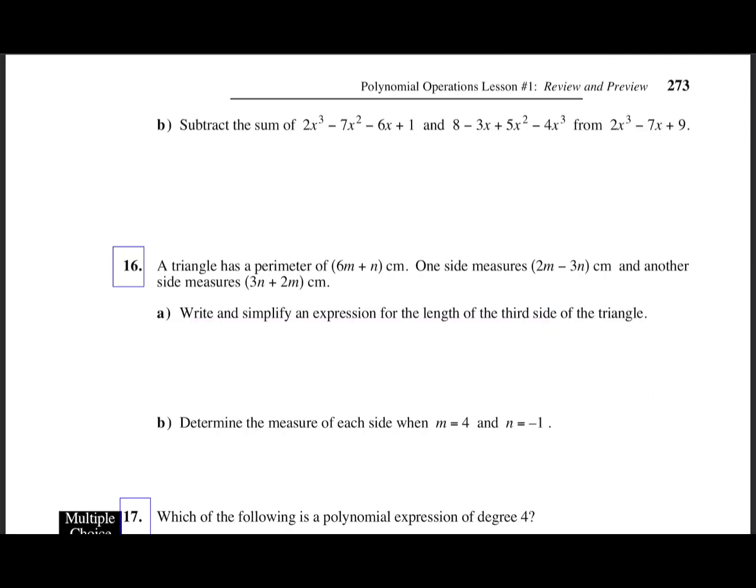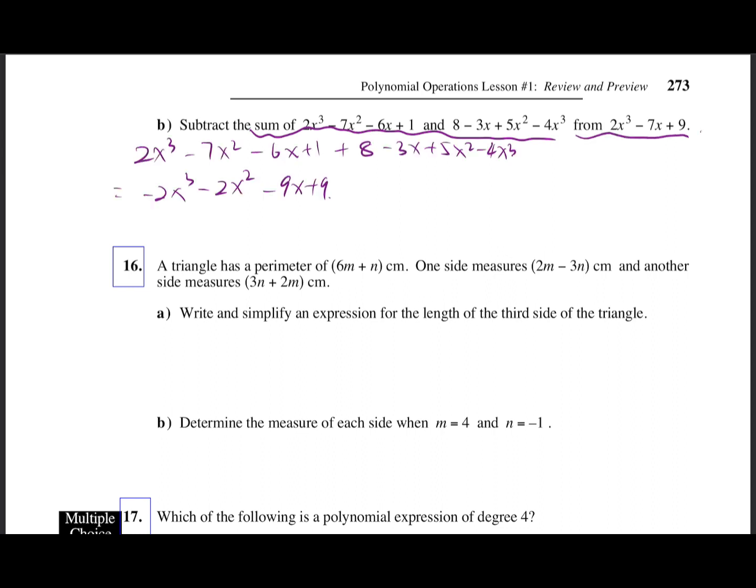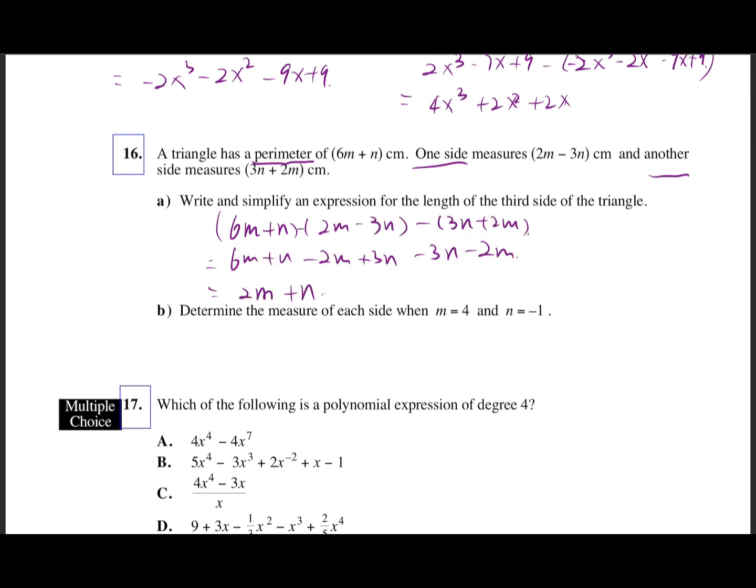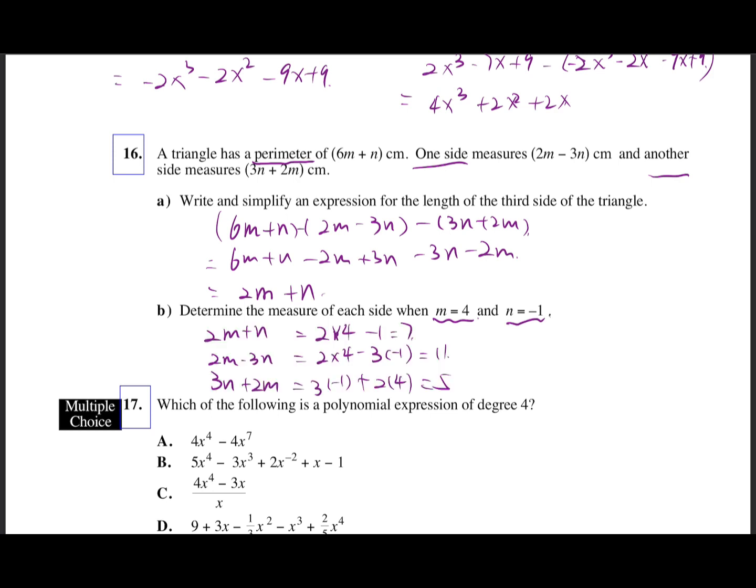For B, first we find the sum of these two parts, and then we use 1, subtract the result we just got, and then open the bracket. You can find a triangle, the perimeter is 6m plus n, and one side and the other side. Then we just use the perimeter minus these two sides, and we can get the length of the third side. And for the next one, we need to substitute the value in, and then, okay, so this is today's homework.